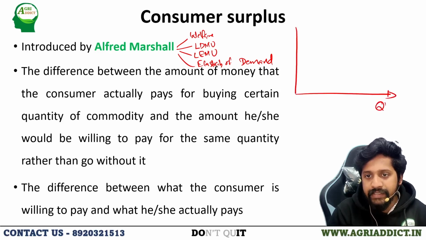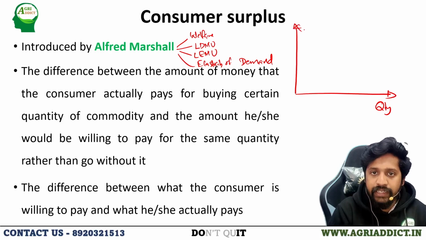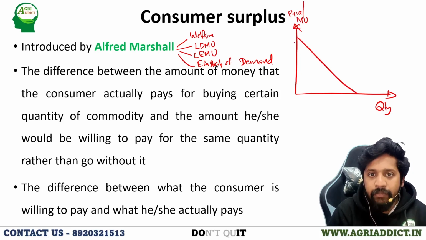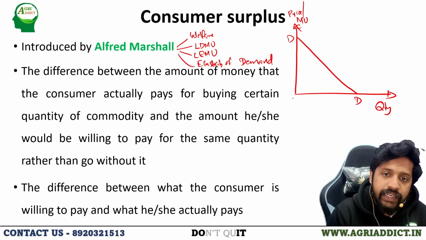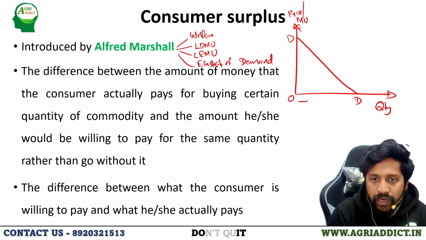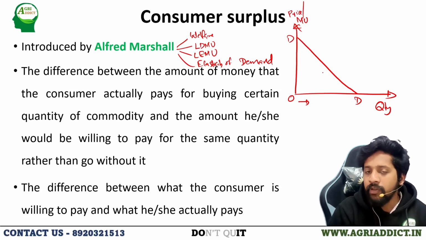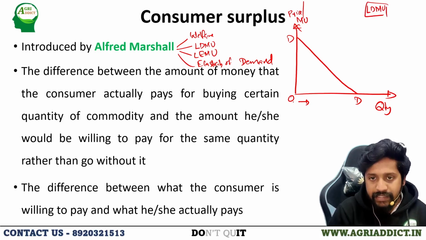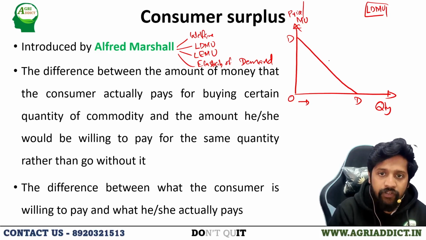Let the x-axis imply the quantity, and the y-axis we will imply price as well as marginal utility. Let DD be the demand curve. As we all know, the demand curve slopes downwards, right? As quantity increases from O to D, what will happen? The successive marginal utility level will be decreasing. Now why? Because the law of diminishing marginal utility applies. Therefore, as successive quantity we are consuming, the marginal utility level will be decreasing.